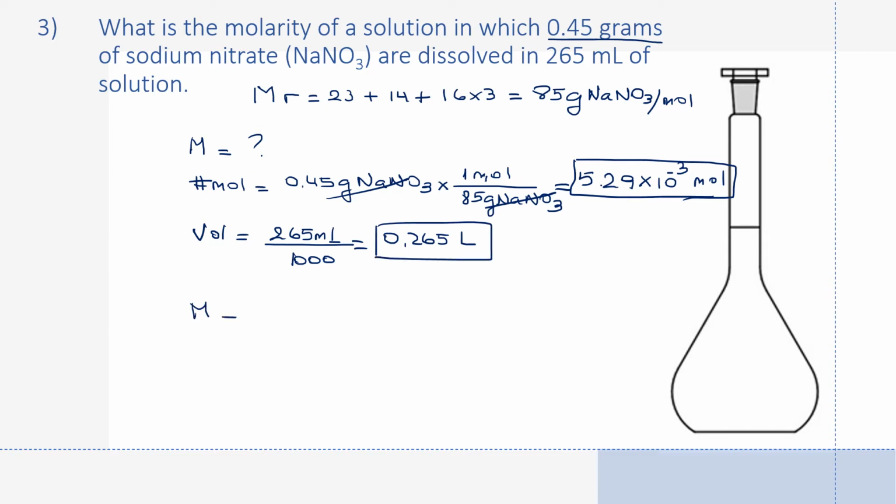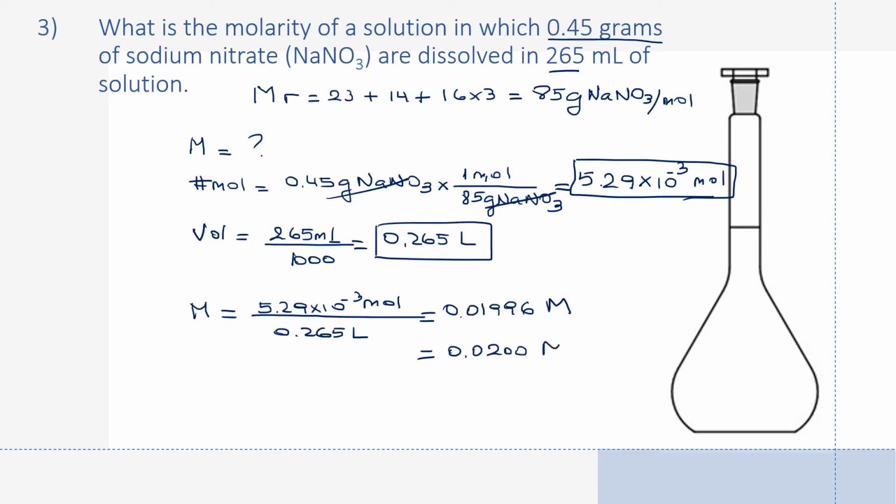The molarity is equal to 5.29 times 10 to the negative 3 moles divided by 0.265 liters. And that is the same as 0.01996 molar, but with the correct amount of significant digits that are 3 all the way. So this is going to be 0.0200 molar of sodium nitrate.